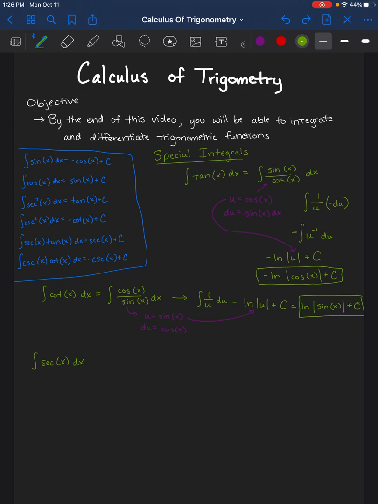Well, this one is a little bit different. It's not going to follow the same rules as doing tangent and cotangent, but there is a sort of manipulation that does need to happen in this case, and I'll show you what that is.